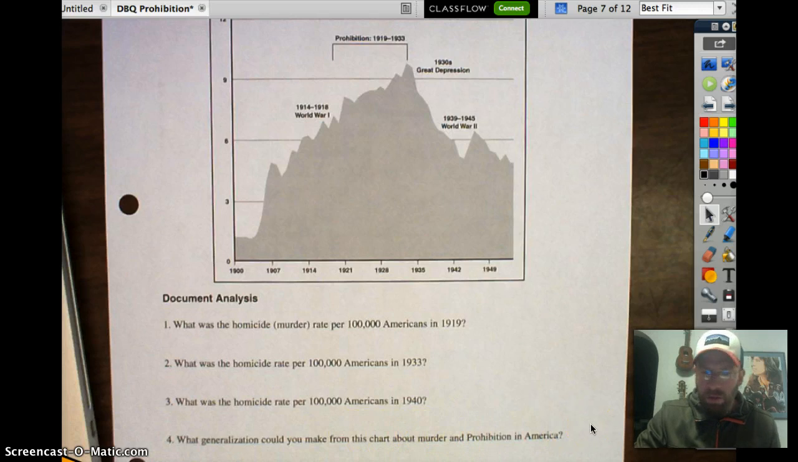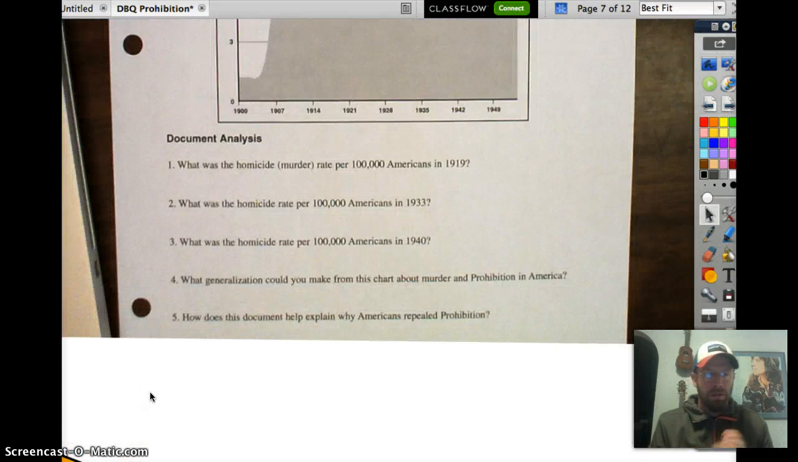And what generalization could you make about prohibition, the time when we couldn't drink or sell alcohol? What happened with crime during that time, and what happened after? So what can you say about that? All right, ladies and gentlemen, almost done.